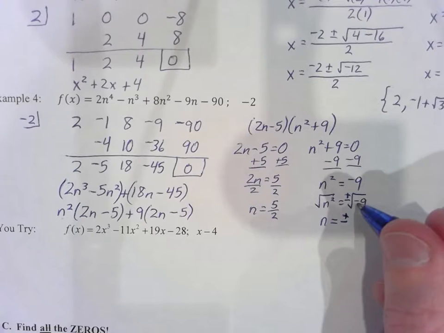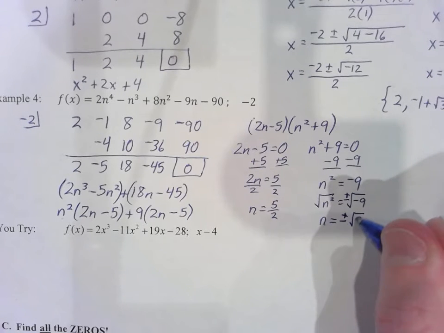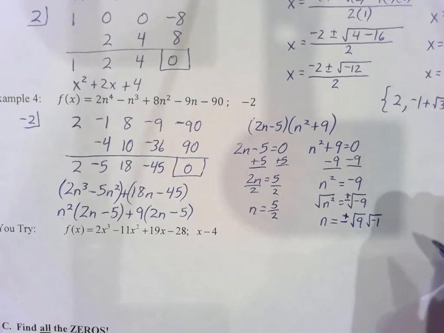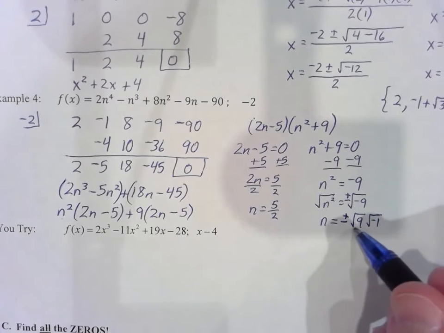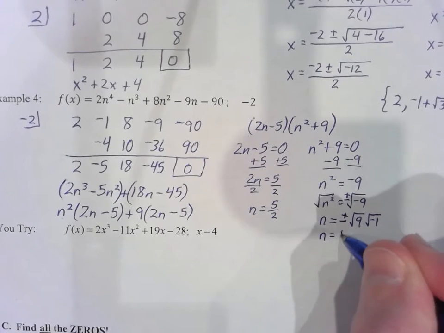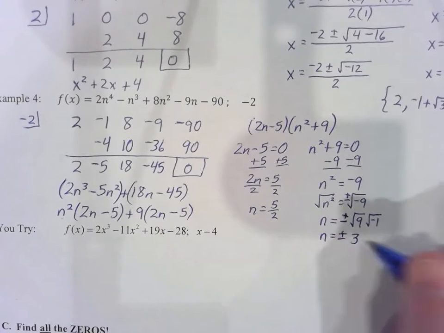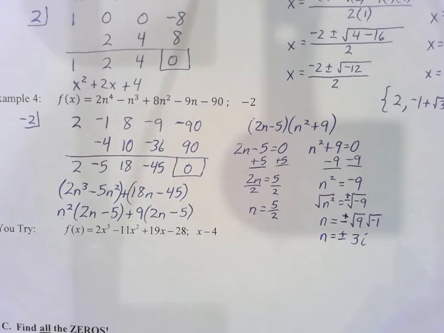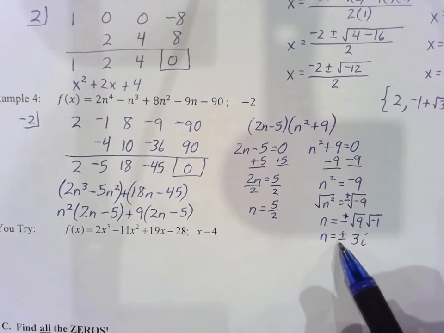And I see a negative inside the square root, so I want to separate that negative 1. And what we're left with is square root of 9, which I know the answer to is 3, and square root of negative 1 is i. So the other two zeros are positive 3i and negative 3i.